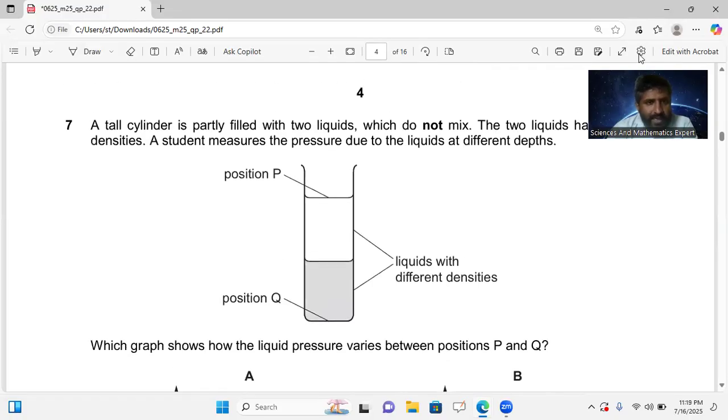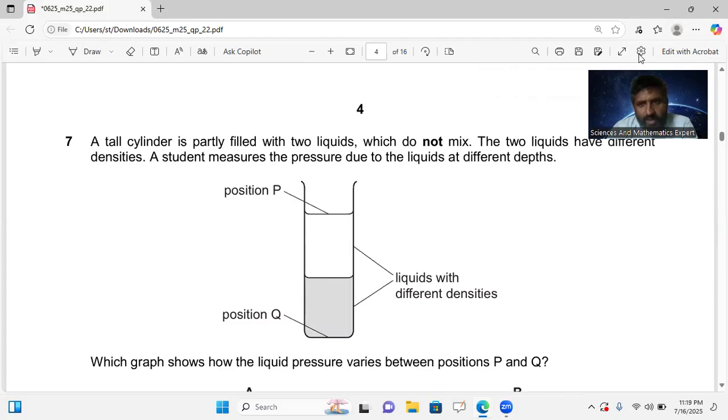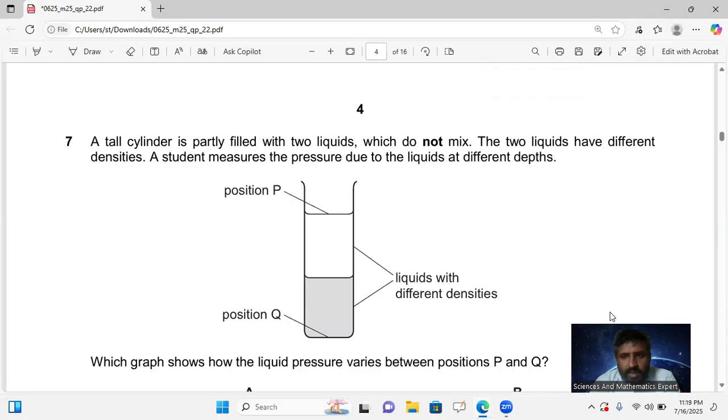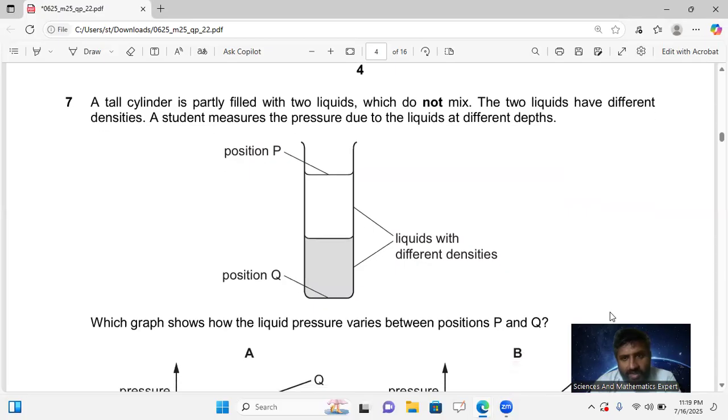Here he is saying a tall cylinder is partially filled with liquid, a tall cylinder is partly filled with two liquids which do not mix. The two liquids have different densities. A student measures the pressure due to the liquid at different depths.